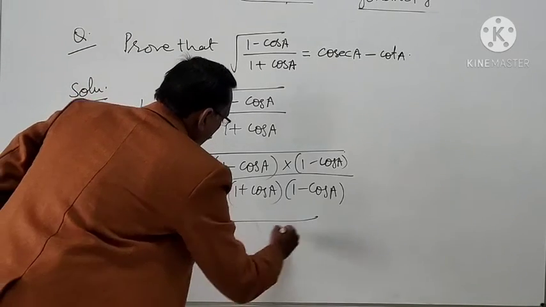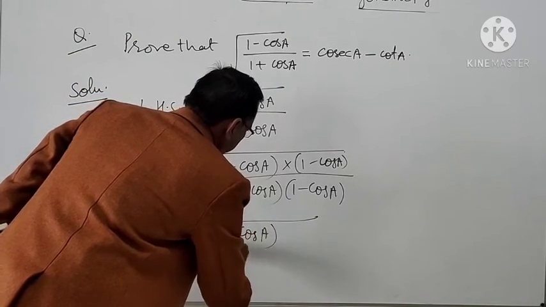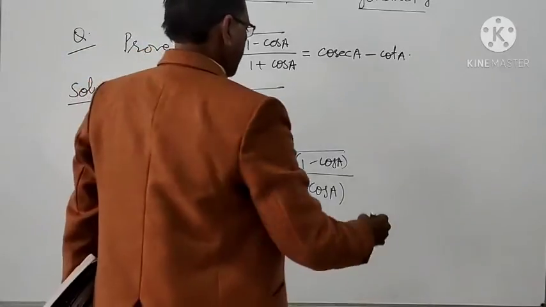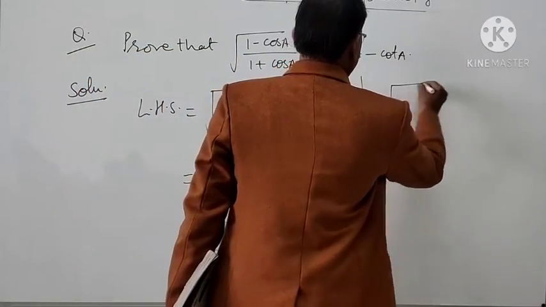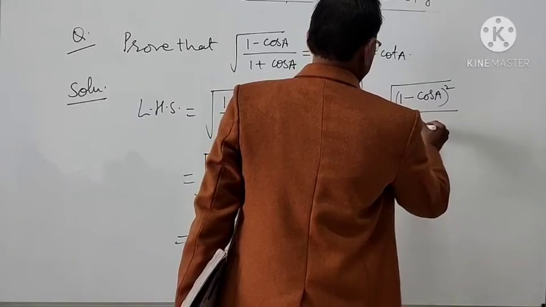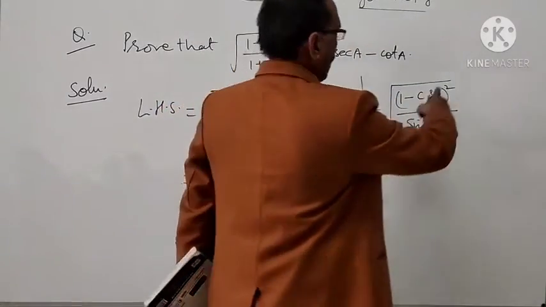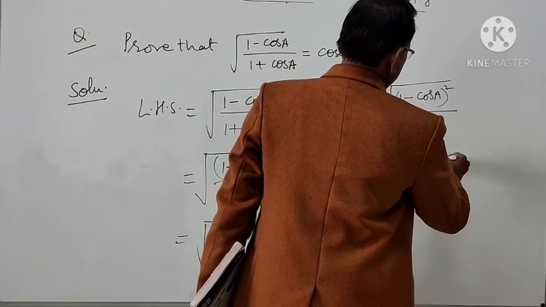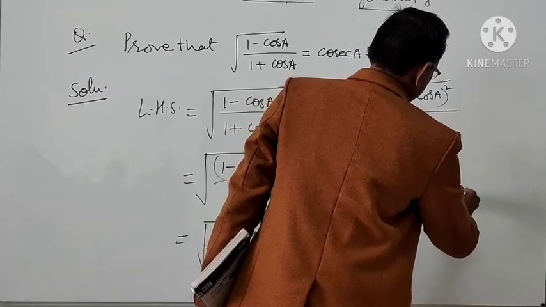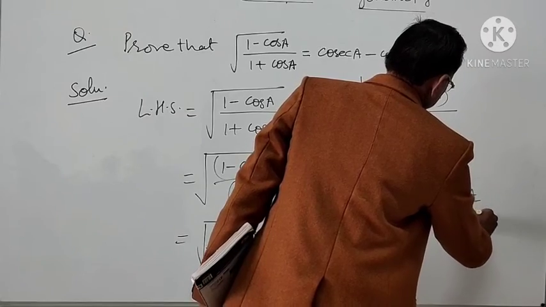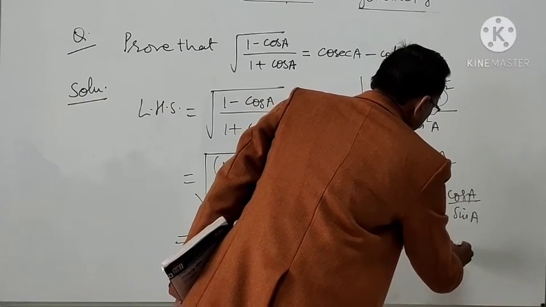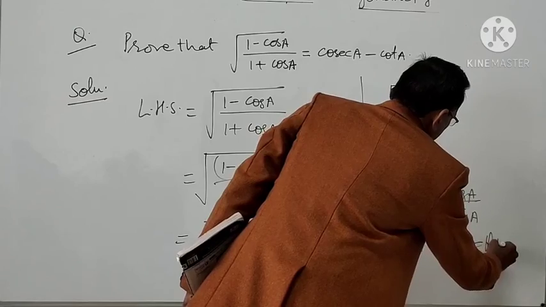So it is root of 1 minus cos A whole square upon 1 square minus cos square A. Student, it is root of 1 minus cos A whole square upon sin square A. Now here the square and root cancel out, so it is simply 1 minus cos A upon sin A. Then separate out: 1 upon sin A minus cos A upon sin A. 1 upon sin A becomes cosec A. And cos A upon sin A is cot A. So it is the RHS, hence proved.